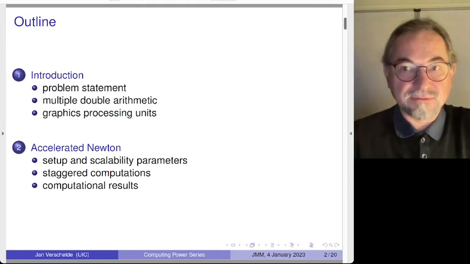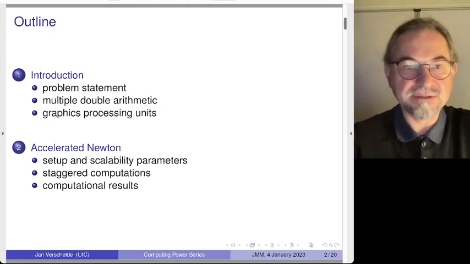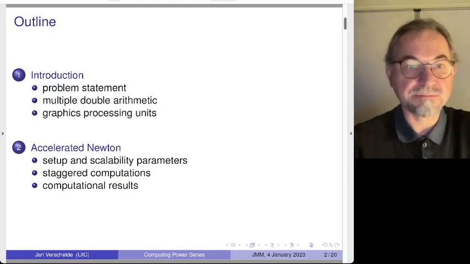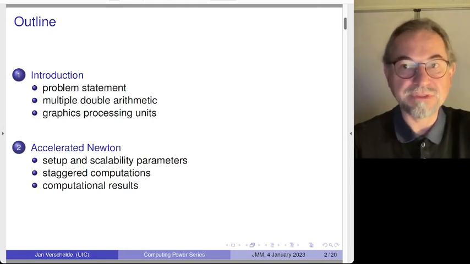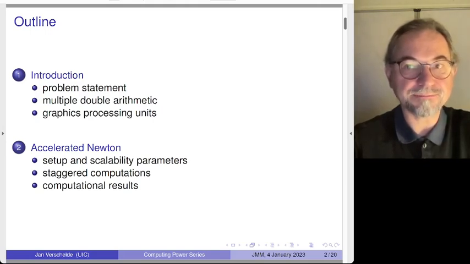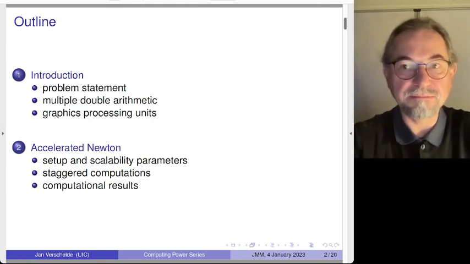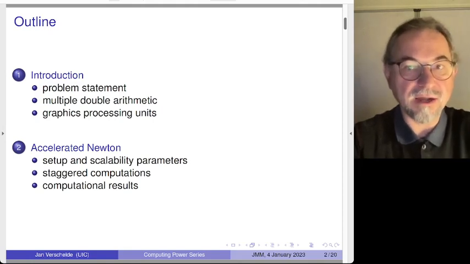This is a relatively short talk, and in order to keep it streamlined, there are two parts. In the first part, I will try to explain the problem statement and the goal to use graphics processing units to compensate for the overhead of multiple double arithmetic. In the second part, I will get into the computational results after explaining the setup and also the main ingredients of the algorithms.